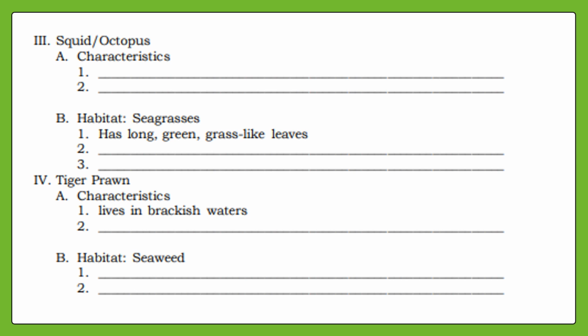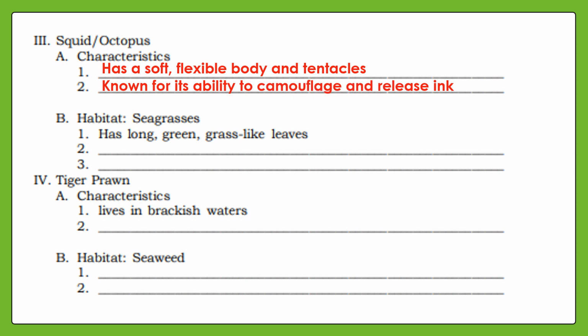Third, squid or octopus. Characteristics. Number 1, has soft, flexible body and tentacles. Number 2, known for its ability to camouflage and release ink.